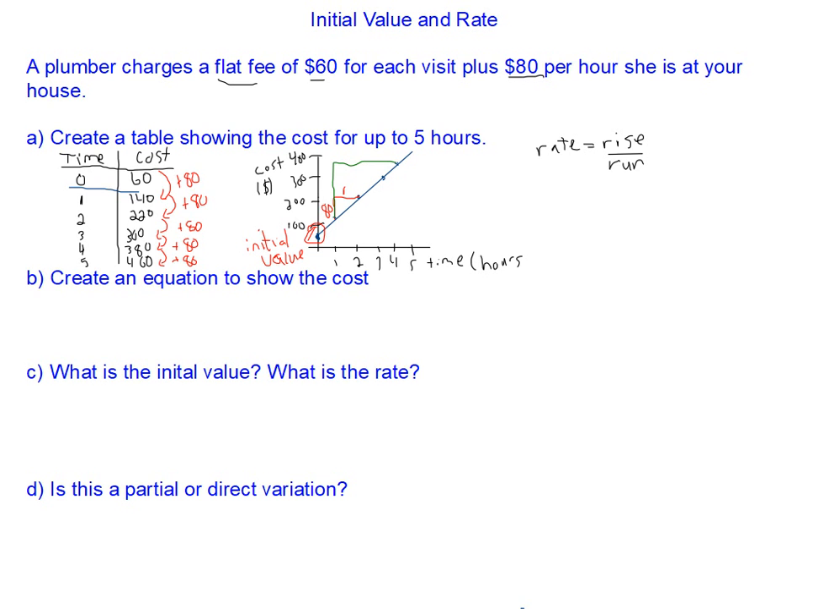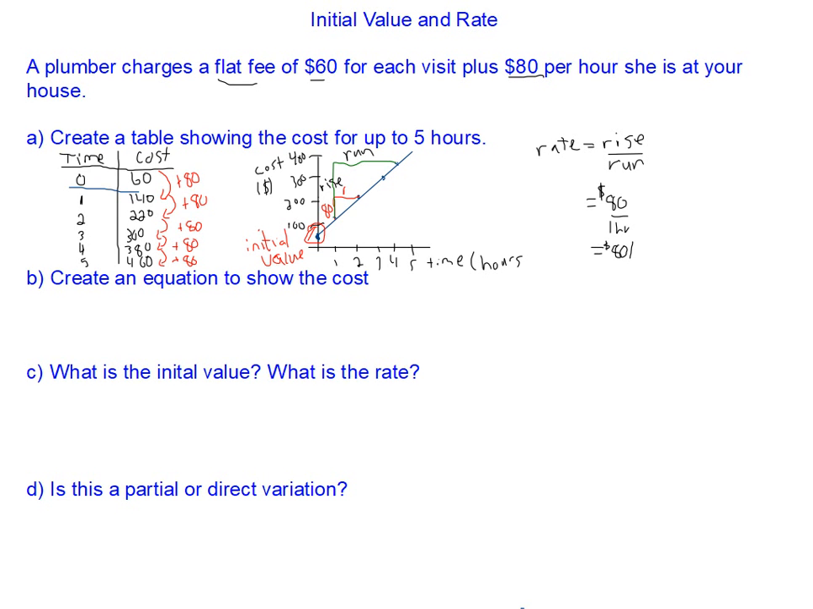So we call this the rise, and we call this the run. So our rate is our rise divided by our run. In our case, it's 80 divided by 1. And don't forget the units here. This is $80 per 1 hour. So our rate is $80 per hour.